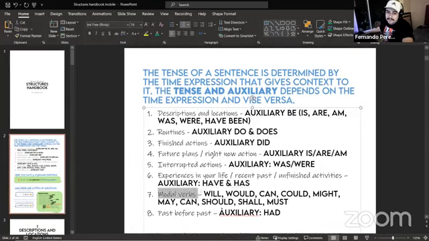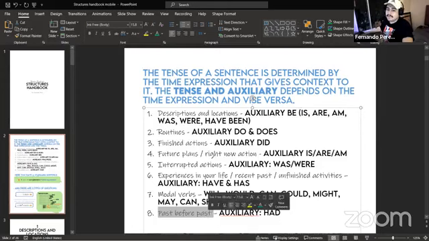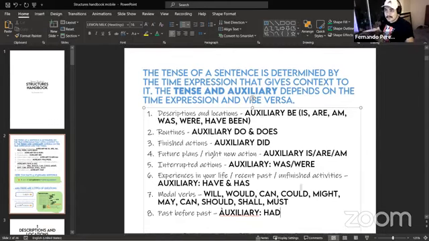Then we have modal verbs. Will, would, can, could, might, may, should, shall, and must. All these modal verbs represent a different context of the conversation, and all of them go with the verb in simple form. And finally, past before past. This is an interesting structure that we don't usually use because in Spanish it doesn't exist.